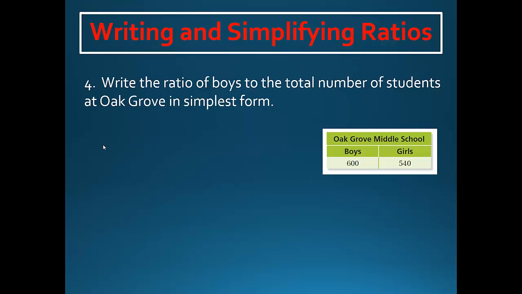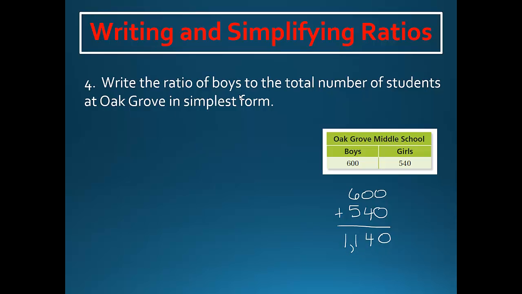For number 4, we're going to write the ratio of boys to the total number of students at Oak Grove in simplest form. So first we need to find out the total number of students. There are 600 boys, and there are 540 girls. So we need to add these two numbers up to get our total. So 0 plus 0 is 0, 0 plus 4 is 4, and 6 plus 5 is 11. So our total number of students is 1,140.